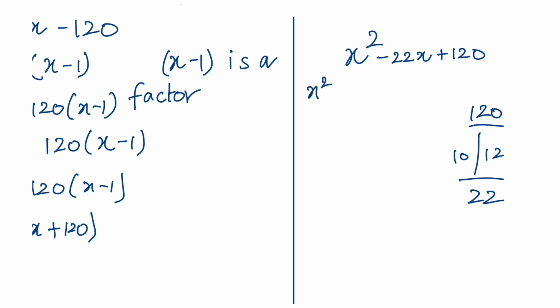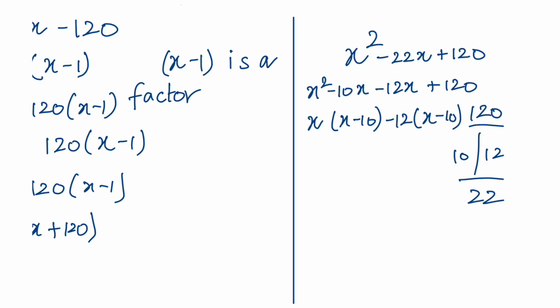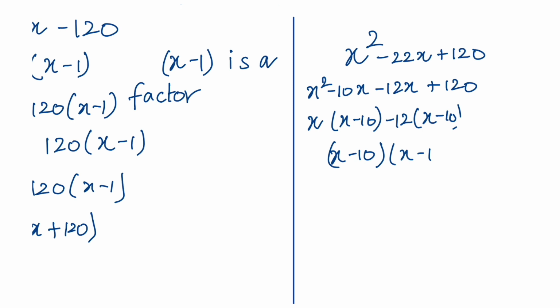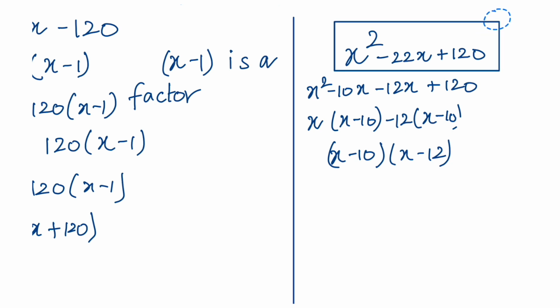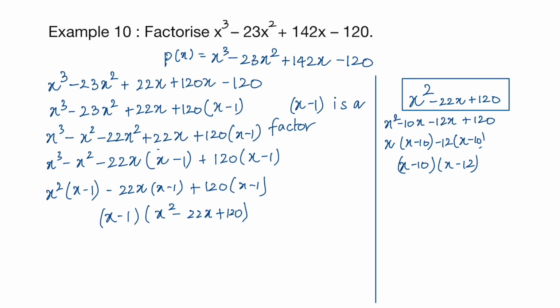So x squared minus 10x minus 12x plus 120. Okay, now from the first two terms you can take x as common, so that leaves you with x minus 10, and from the second two terms you can take minus 12 as common, that leaves you with x minus 10. And let me just erase this, it's getting confusing. Okay, so from these you can take x minus 10 as a common factor, so that leaves you with x minus 12. So this quadratic equation factorized is giving you x minus 10 into x minus 12.